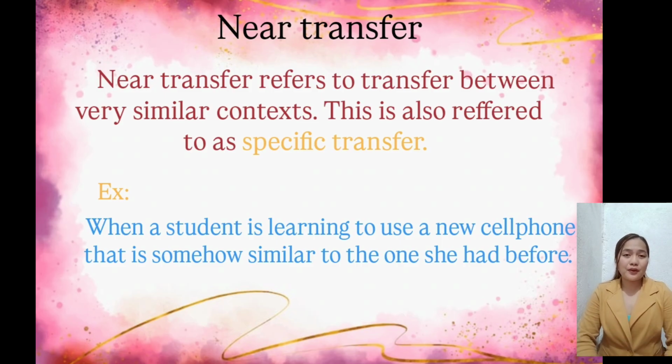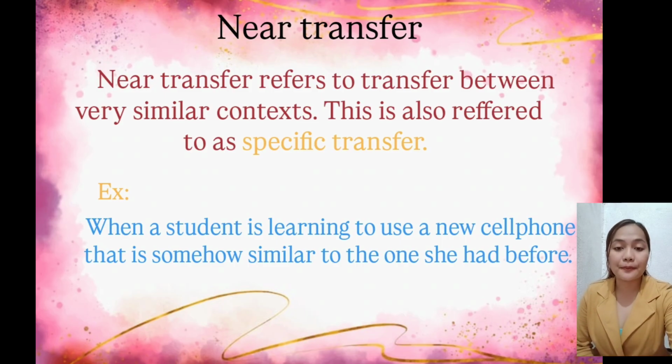Another example of it is, let's say you learn to use Microsoft Word 2016, then you have to use Microsoft Word 2019. Because the two versions are so similar, your knowledge from the first version will easily transfer to the second version. So that is near transfer. Near transfer is when you use what you learned in one situation and apply it to a very similar situation. And it is also called a specific transfer.